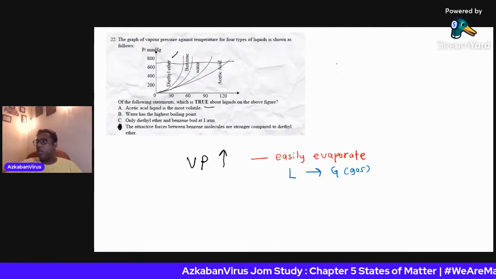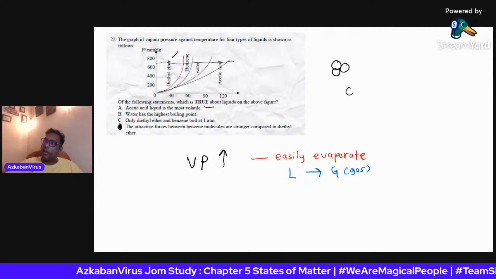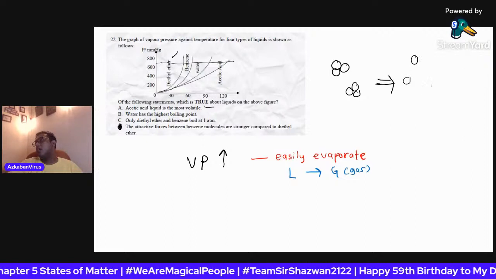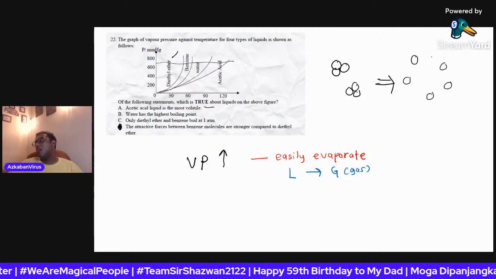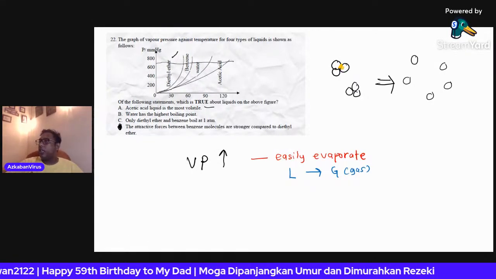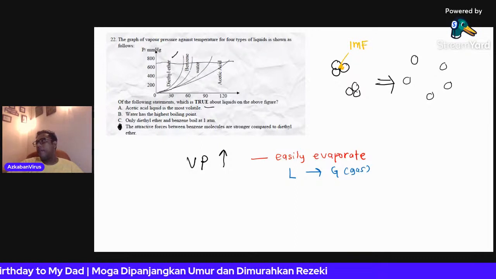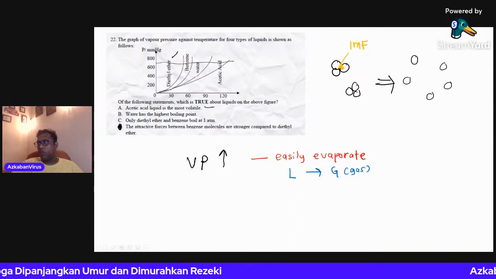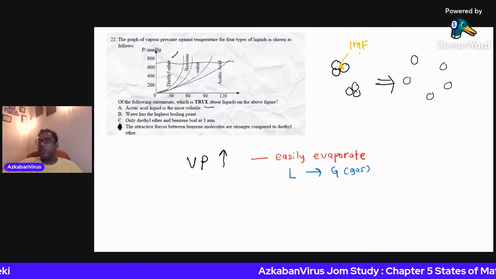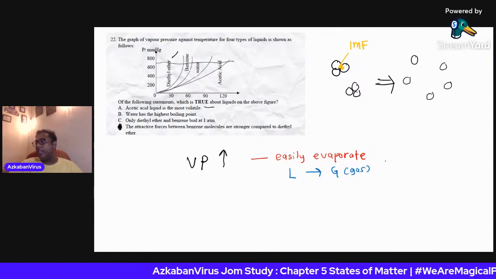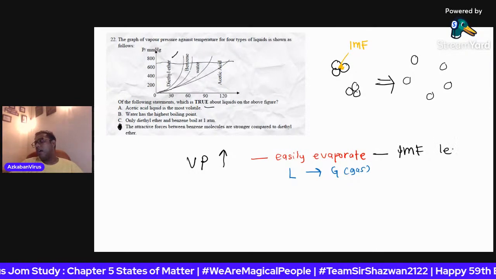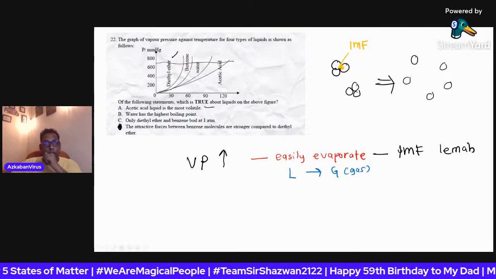Okay, remember, your liquid susunan partikel dia macam ni. Bila dia jadi gas, dia macam ni. So, yang mengikat dia dekat sini adalah IMF. Kalau kuat ikatan tu, susah untuk evaporate. Tapi, bila dia easily evaporate, bermaksud dia punya IMF dia lemah. Okay?